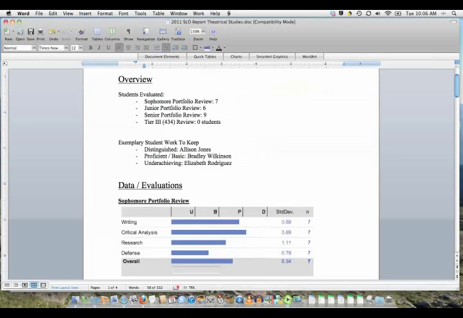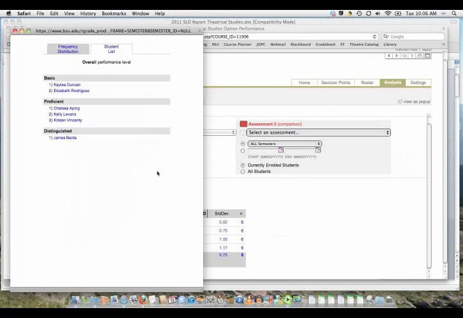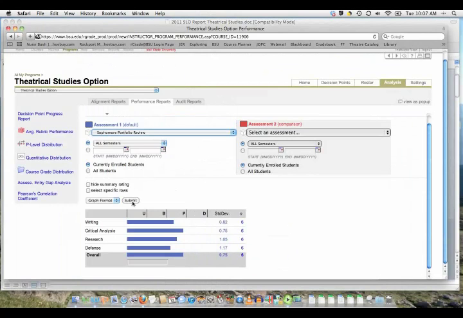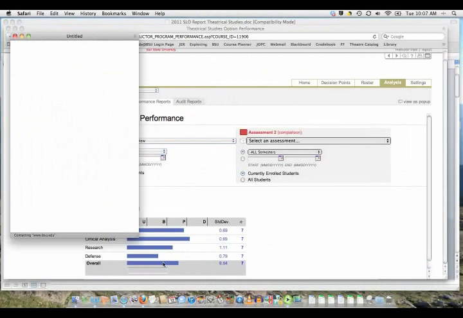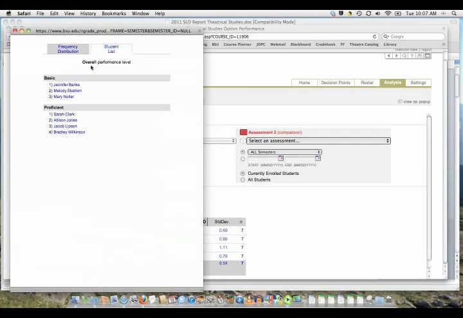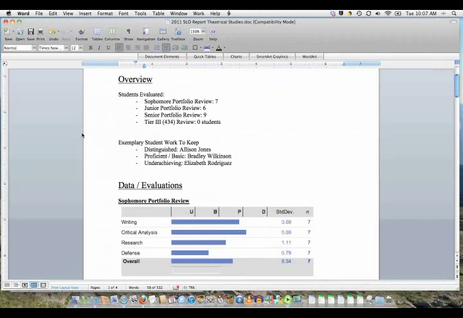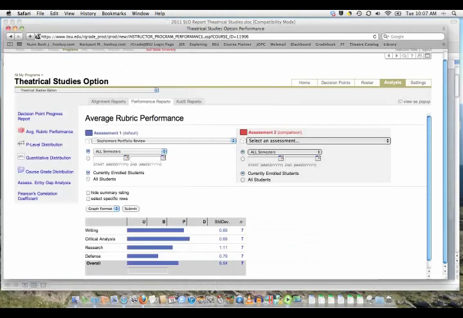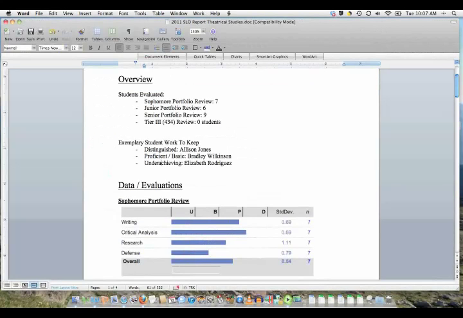Nope, that looks like a lie, doesn't it? Bradley Wilkinson. Where was Bradley? He must have been a sophomore. To find these again. Proficient is Bradley Wilkinson. Okay, so I picked one for distinguished, one for proficient basic, and then one for underachieving. So Bradley Wilkinson was in the proficient category, and then Elizabeth Rodriguez was in the underachieving category.